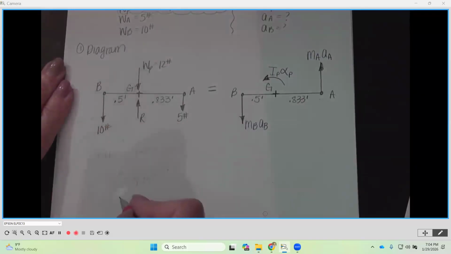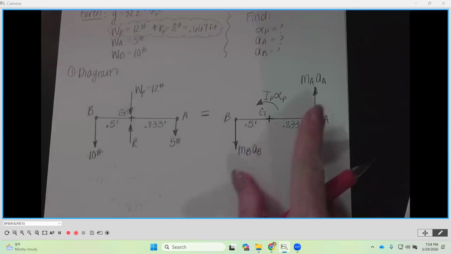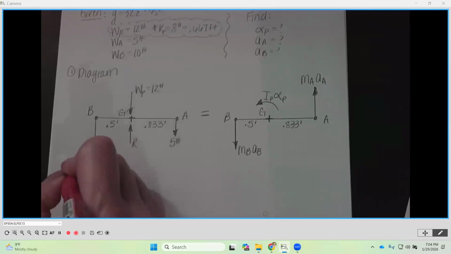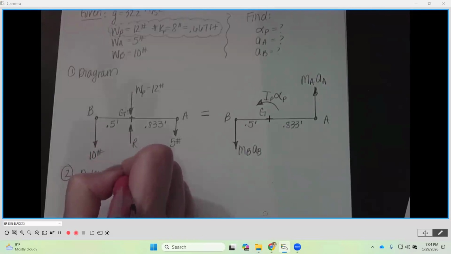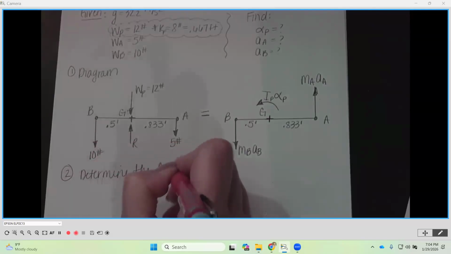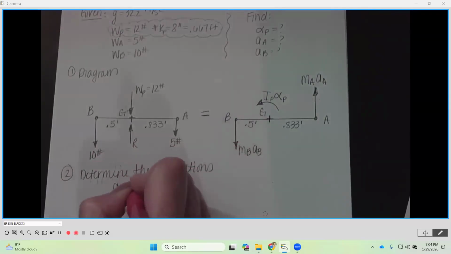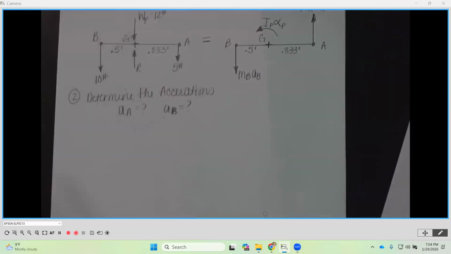Now what we want to do is, we know that we're going to need these straight line accelerations for our motion equation. So we're going to see if we can actually calculate those first. I'm going to determine the accelerations, the acceleration at A and the acceleration at B. We're going to see if we can get those at least semi figured out.